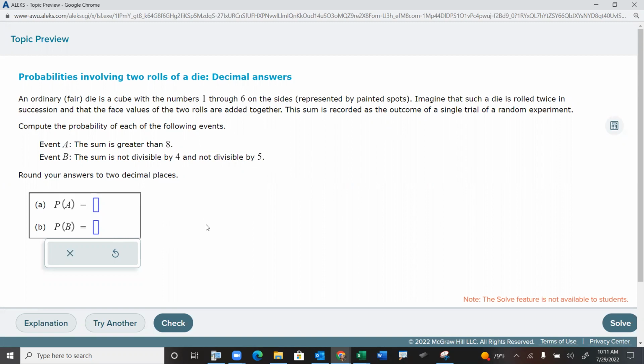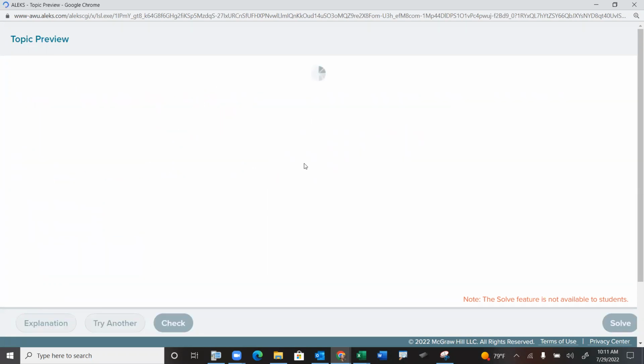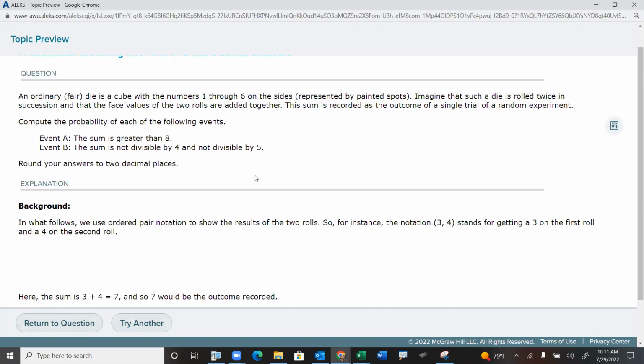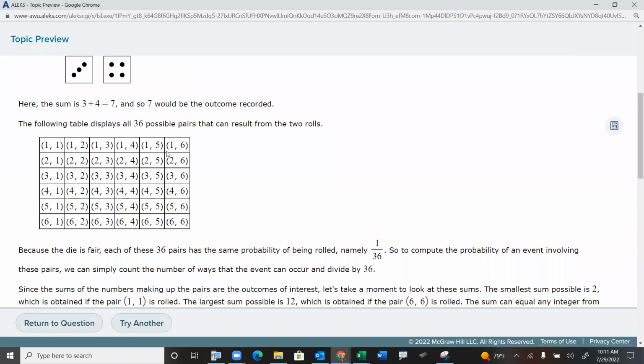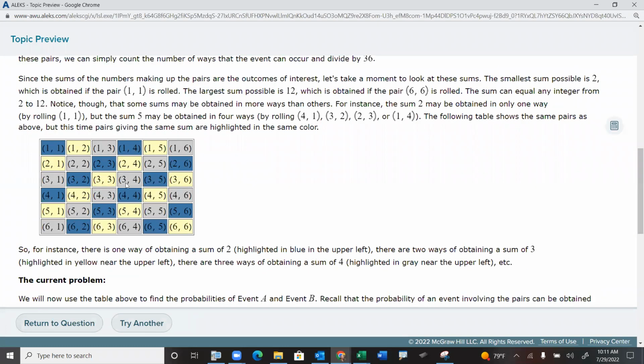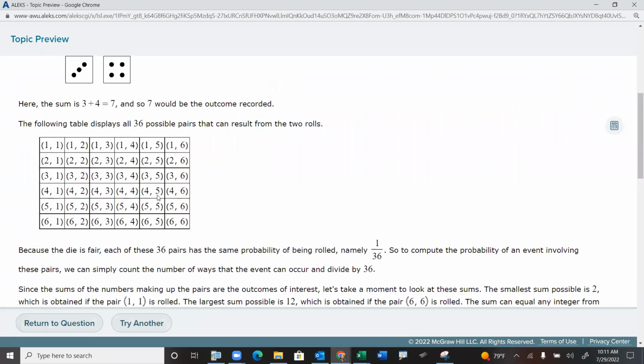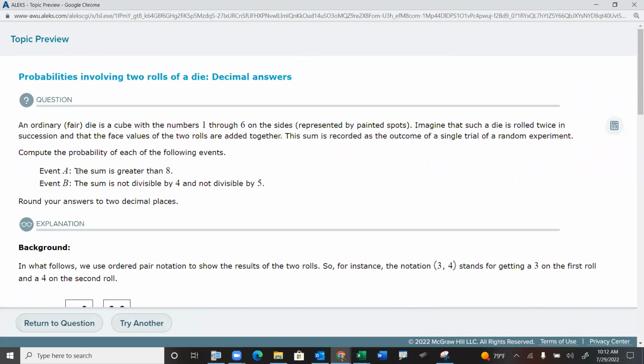For this, it's really going to be handy to actually write out the sample set. And so for that, I'm going to click on their explanation because they show that down below. There we go. So here's the sample set right here. They also have it colored. Not totally sure why. Oh, well, that's for part B, I guess. So the first one was, what's the probability that the sum is greater than 8?